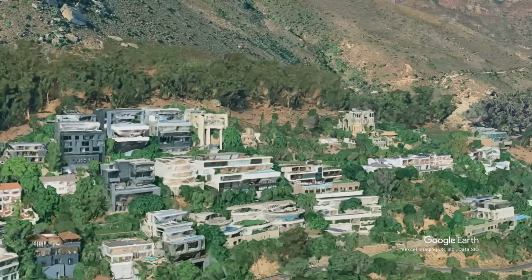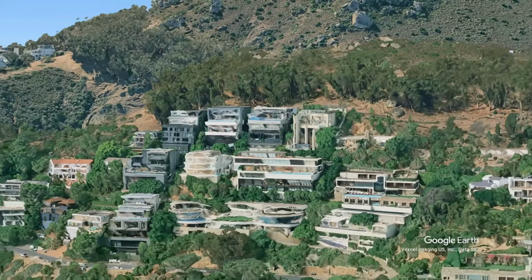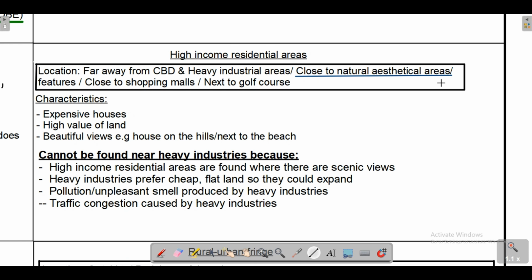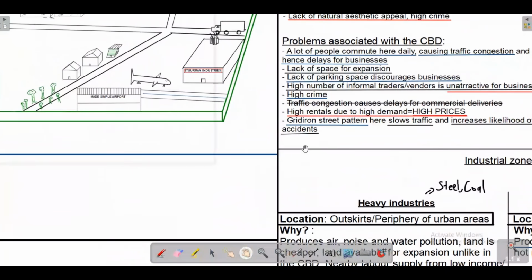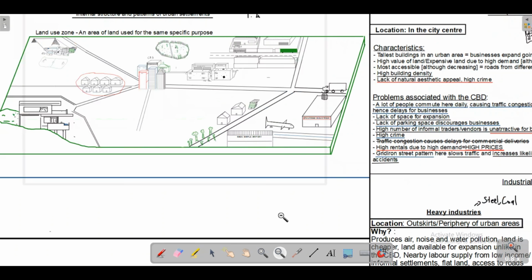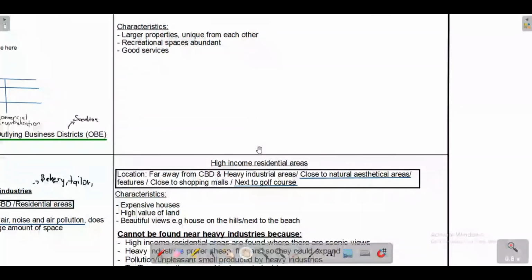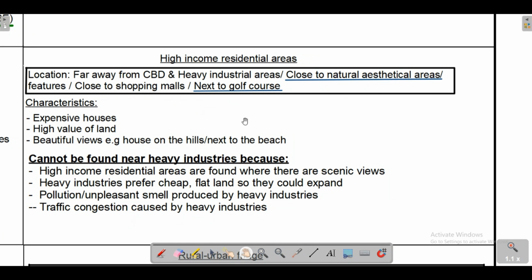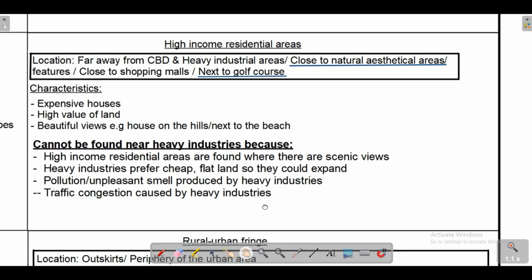So like your Camps Bay, your Hout Bay, they like to be closer to, as I said, natural aesthetical areas like the beach or like your rivers or close to the golf course actually. So high income residential areas are also found in the rural urban fringe, where the urban area meets the rural areas. Okay, so that's where you're going to find them, next to a golf course, next to nature, as I said, close to shopping malls. Okay, so these are rich people, wealthy people that live in these areas.